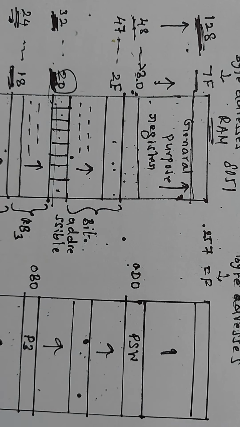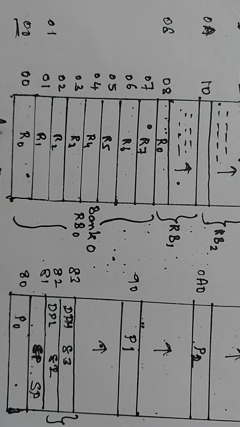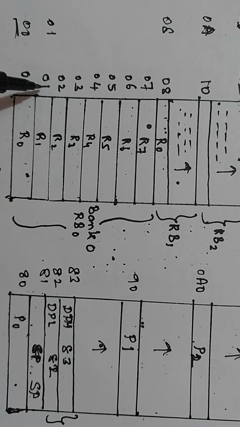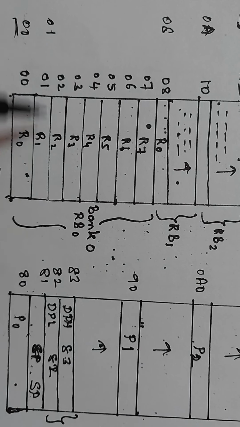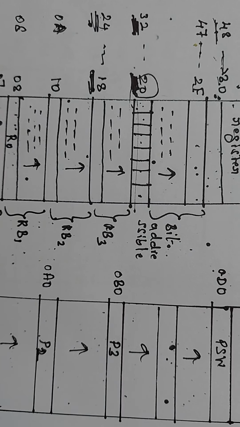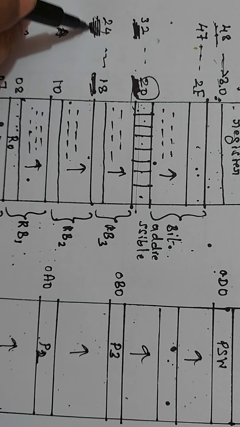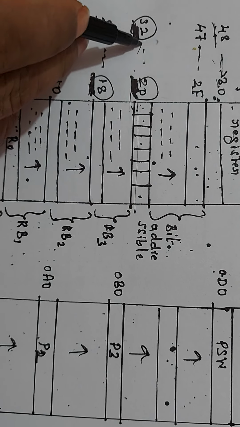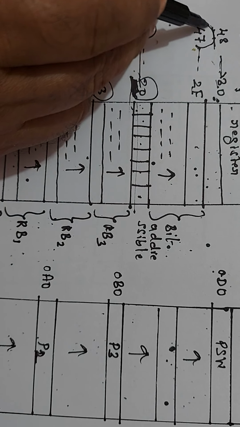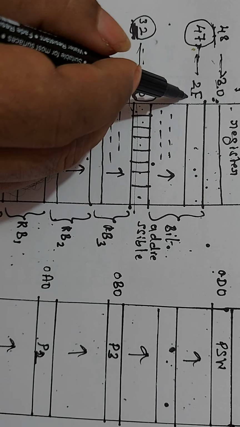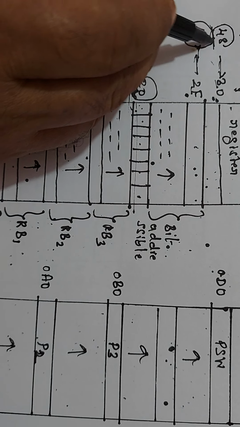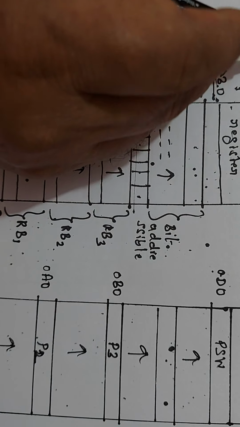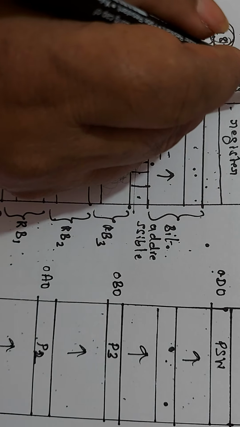Each RAM location is identified by its byte address. The byte address of the first RAM location is 00. The byte address of the second RAM location is 01. The byte address of the third RAM location is 02, etc. The byte address of the 24th RAM location is 18. The byte address of the 32nd RAM location is 20. The byte address of the 47th RAM location is 2F. Similarly, the byte address of the 48th RAM location is 30. The byte address of the last RAM location, that is the 128th, is 7F.